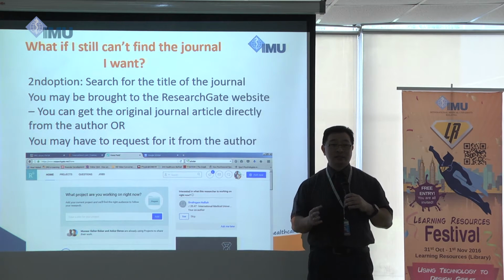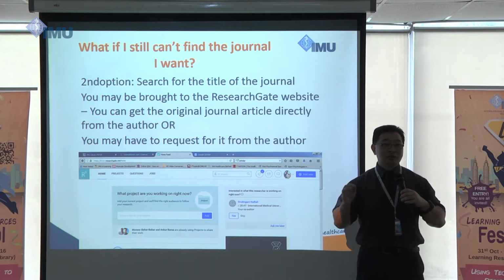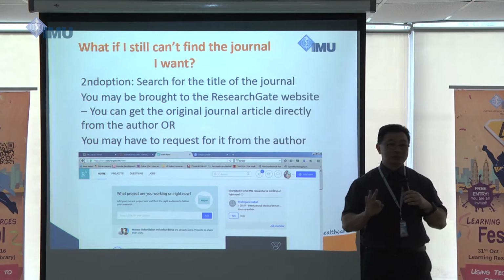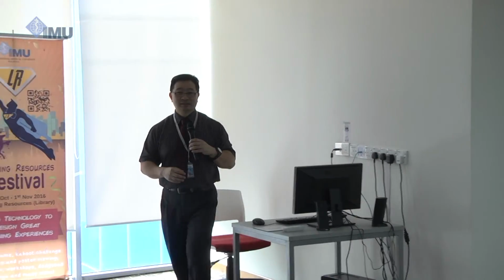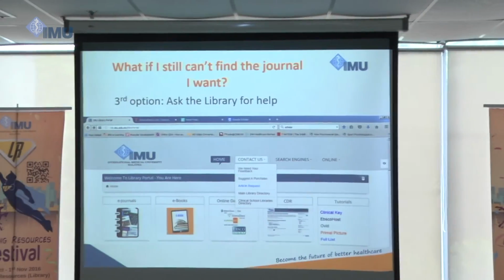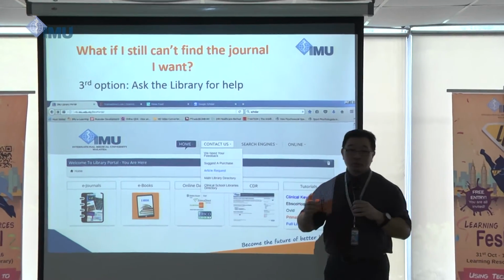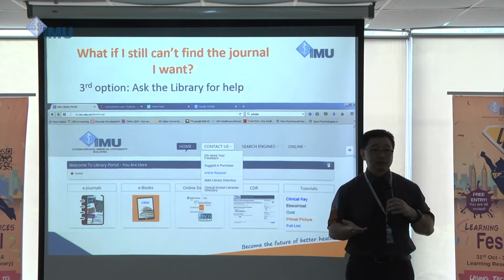So now, let's say Google Scholar, you can't find it. ResearchGate, you got it, but you have to wait and you don't know when. Third option, help. Particularly in this case, Mr. Rasman. And I want to show you how you can search for help. Rather than go to see him directly, you can actually do it online.